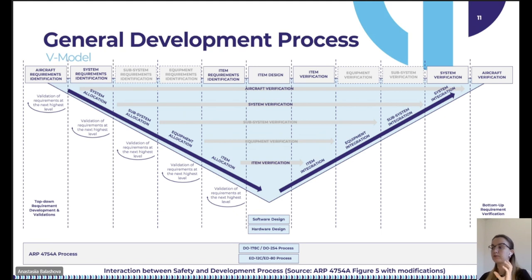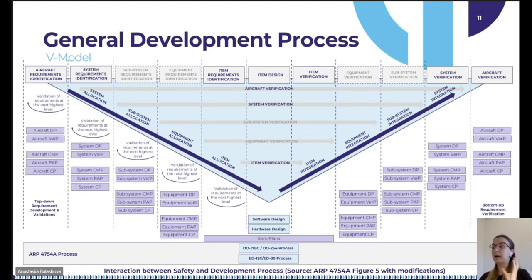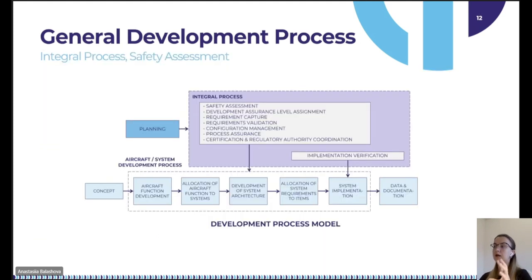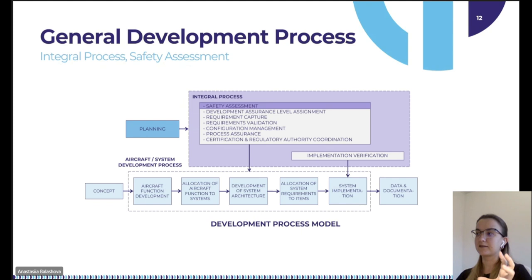Each part of the process is carried out by plans that we defined in the planning stage. Now let's progress to the first integral process, safety assessment. Its first place underscores its significance in the overall integral process.